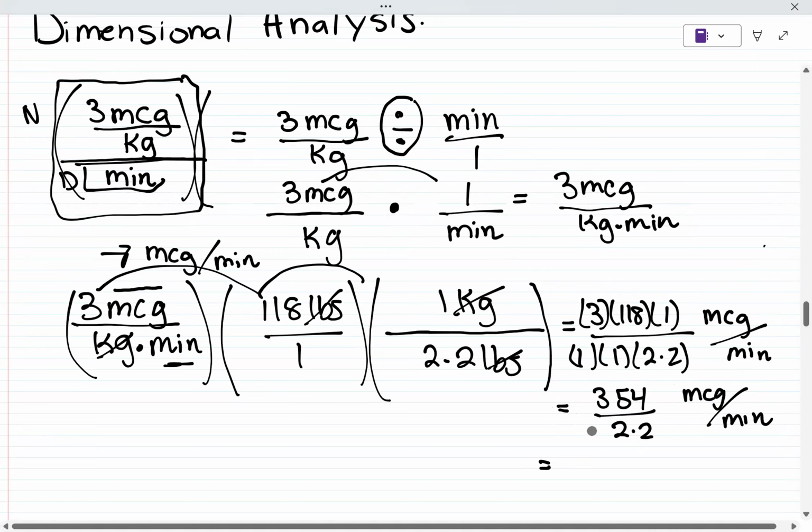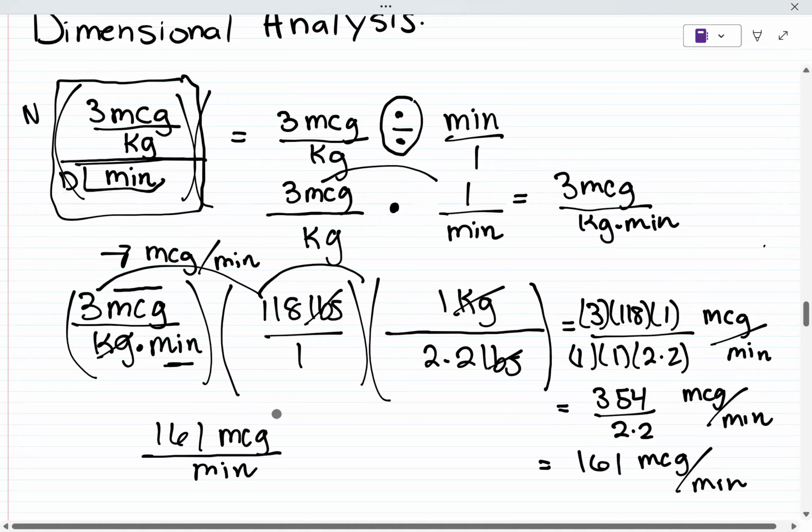And then simplify it. What's 354 divided by 2.2? It's exactly 161. If we round to the nearest whole number, it's just fine because it's exactly 161. And then you're left with mcg per minute. You can also write this as 161 mcg/minute, right? So this is fine.